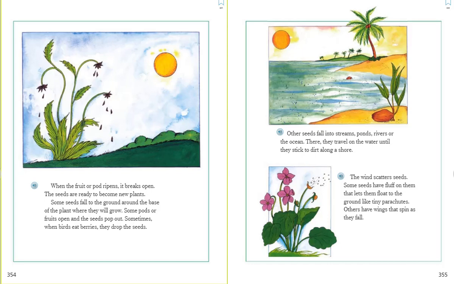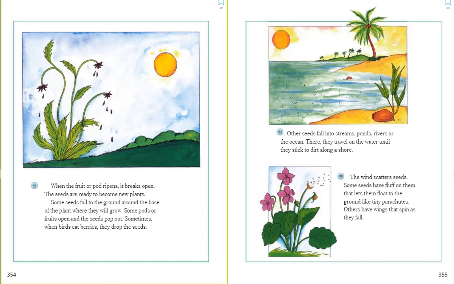Some seeds fall to the ground around the base of the plant where they will grow. Some pods or fruits open and the seeds pop out. Sometimes when birds eat berries, they drop the seeds. Other seeds fall into streams, ponds, rivers, or the ocean. There, they travel on the water until they stick to the dirt along a shore.